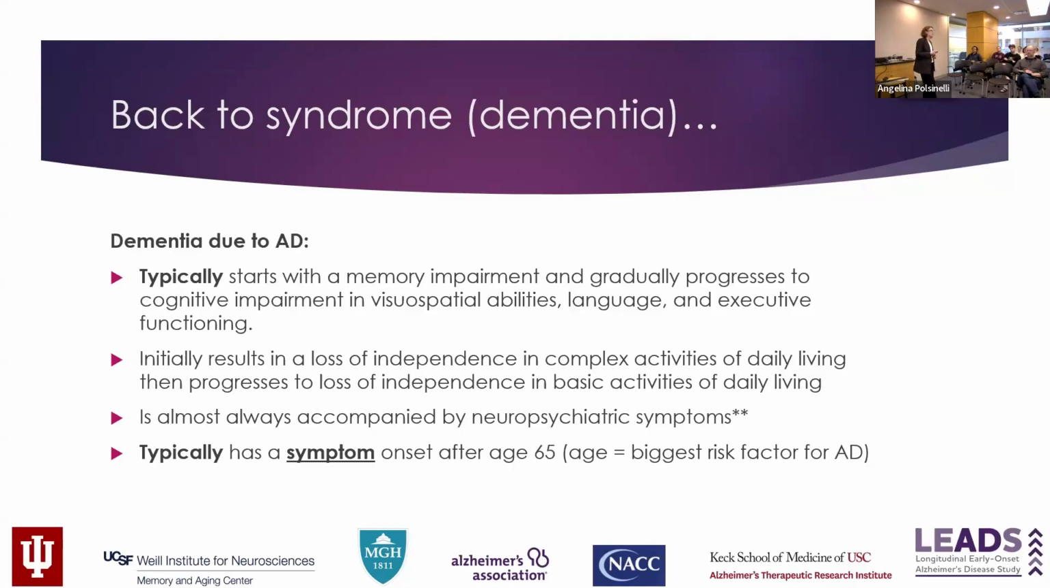It's almost always accompanied by some kind of neuropsychiatric symptom, and there's a lot of variability in terms of the prominence of those symptoms, so depression, anxiety, agitation, things like that. And it typically has a symptom onset after the age of 65, with age being the biggest risk factor for developing Alzheimer's disease.